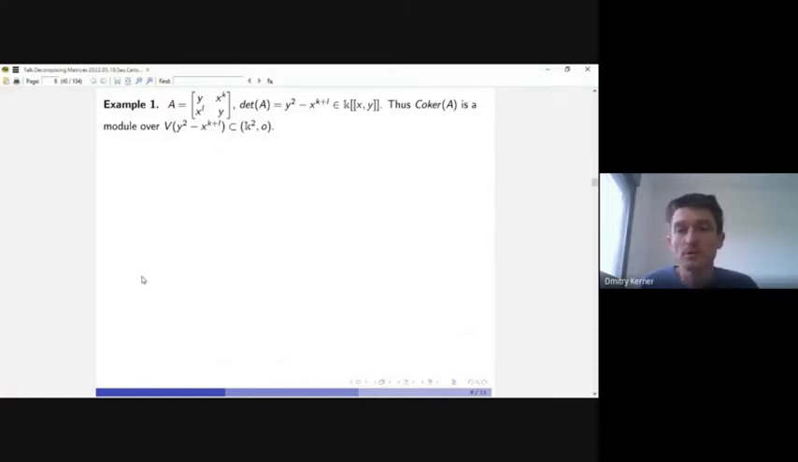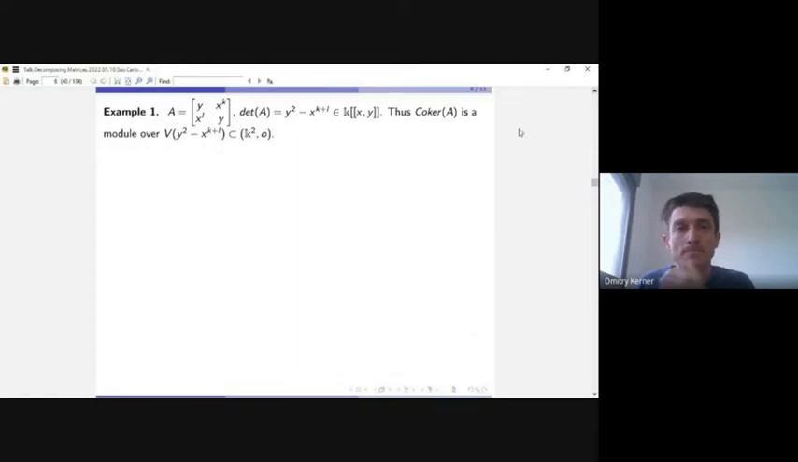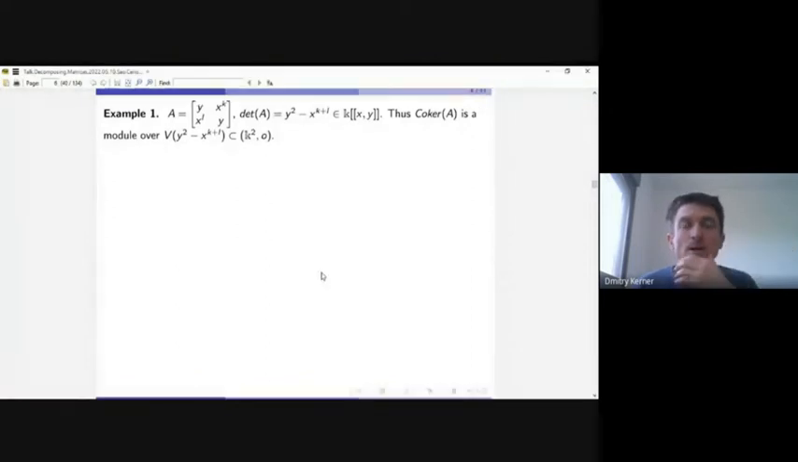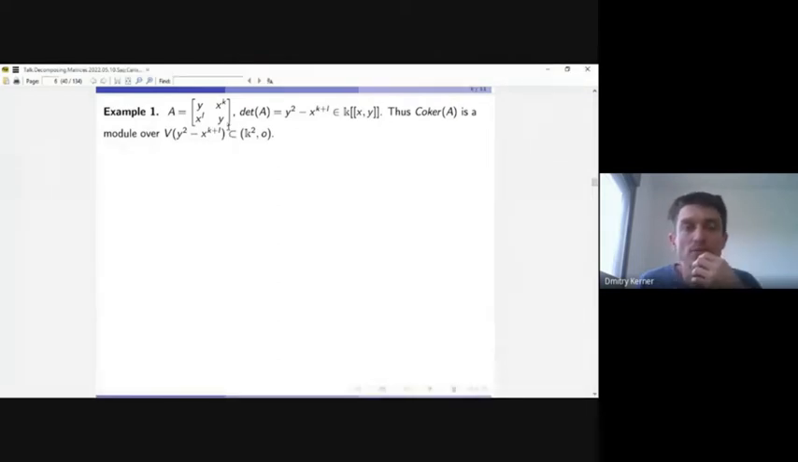Let's take some simple examples. Here is a very simple 2 by 2 matrix. This is the classical matrix in singularities and matrices, and also in commutative algebra. Its determinant is the classical singularity of type A_{k+l-1}, and therefore the cokernel is a module over this plane curve singularity. This is among the simplest modules.